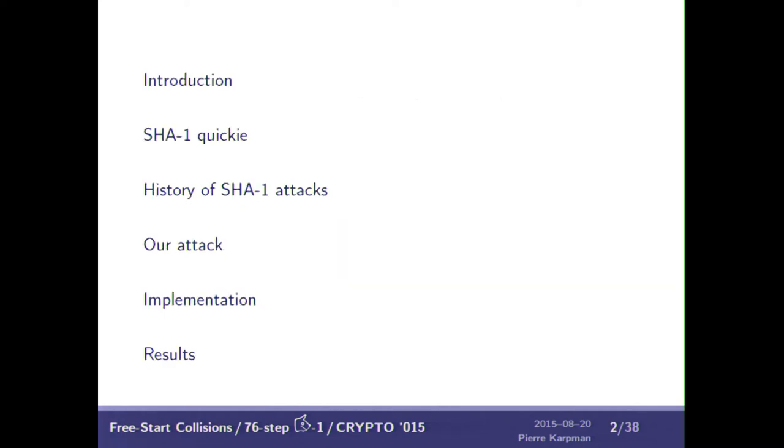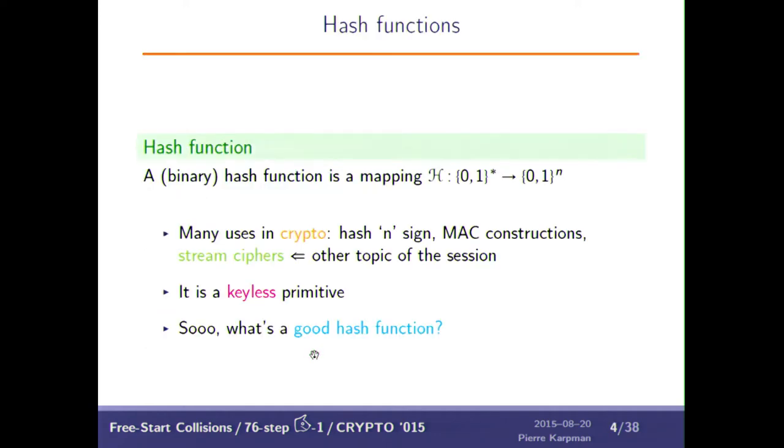Thank you, Bart, for the nice introduction. So this is going to be the outline of my talk, so nothing really unusual. And because it's early in the morning, I'll start with a few recaps on hash functions. A hash function is a mapping from binary strings of arbitrary length to one of fixed length, let's say n. And it's a really useful primitive in crypto. You can implement many higher-order things with hash functions, typically hash-and-sign. You can do MAC. You can also do stream ciphers, which is the other topic of this session.